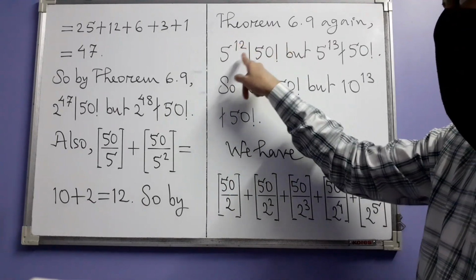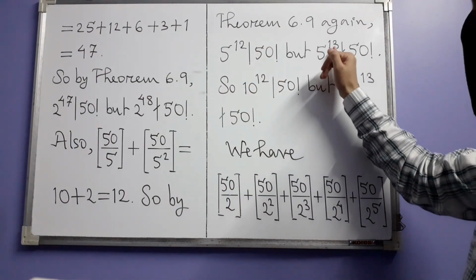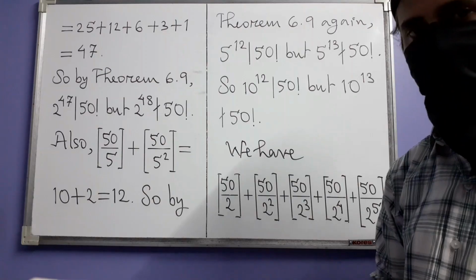Now this turns out to be 12, and that is why again by this theorem, this is the largest power of 5 that divides 50 factorial, 5 to the power 12, but the next larger one, 5 to the power 13, does not divide 50 factorial.